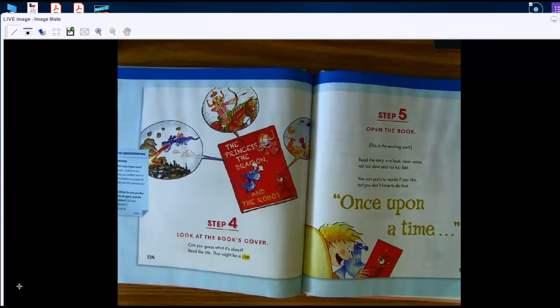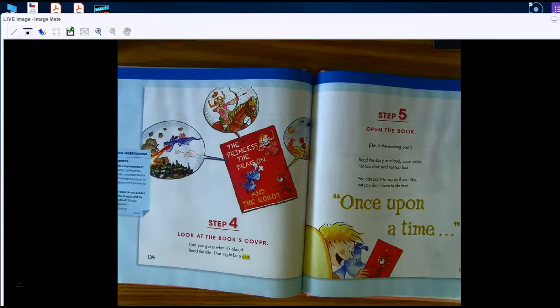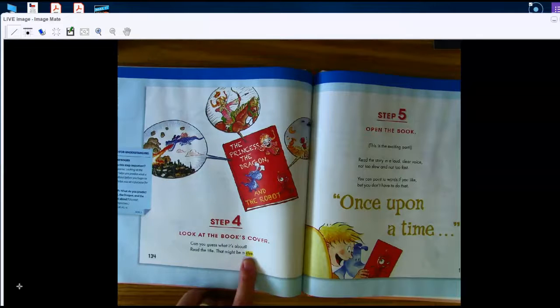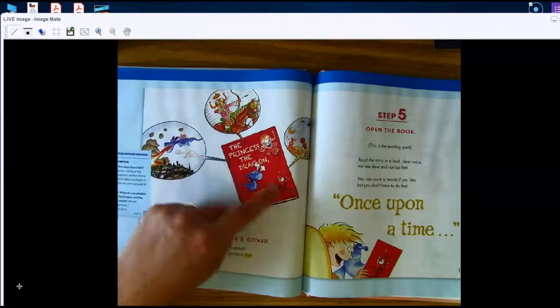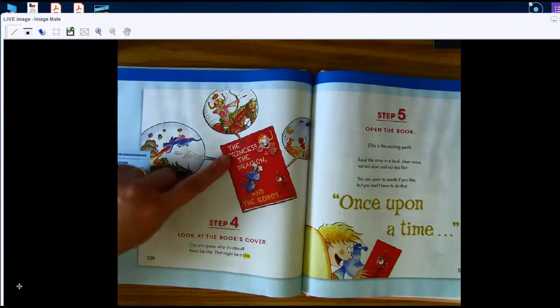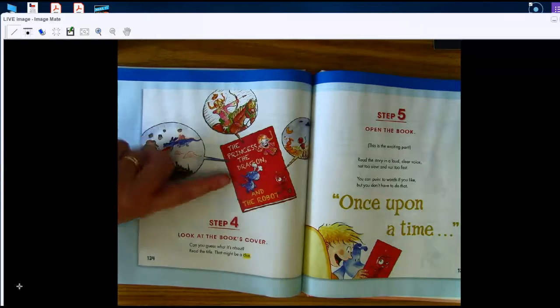All right, step 4. Now he's telling me again, we're in order. We're already on step 4. Look at the book's cover. Can you guess what it's about? Read the title. That might be a clue. Remember, clue is something that tells us about something. Help solve a mystery. So just looking at this cover, the clue tells me that I'm going to be talking about a princess, a dragon, and a robot.